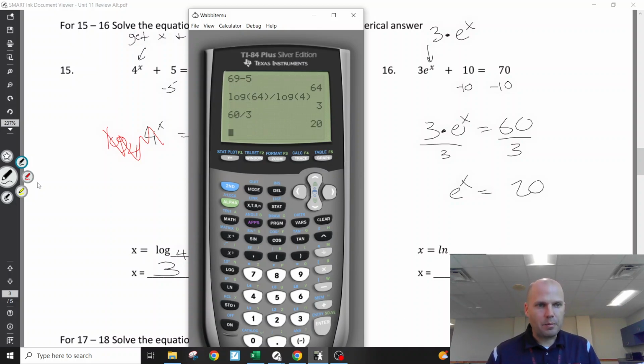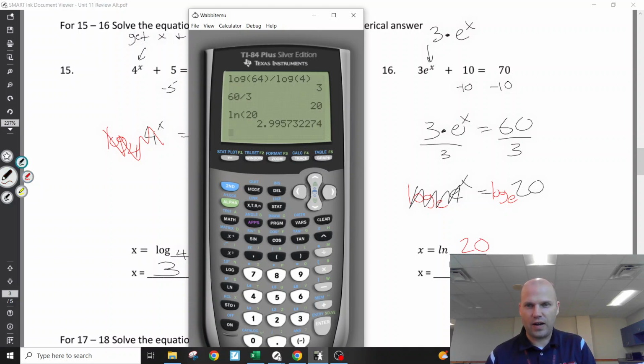Now, log base e to get rid of the e. X equals log base e of 20. Oh, log base e is the same as the natural log. Natural log 20. The natural log of 20 is the same as 2.9957.